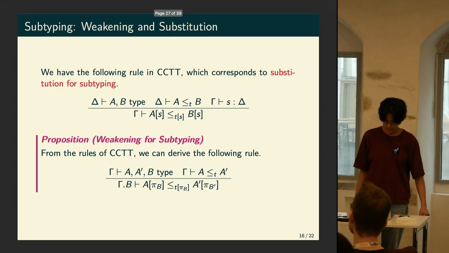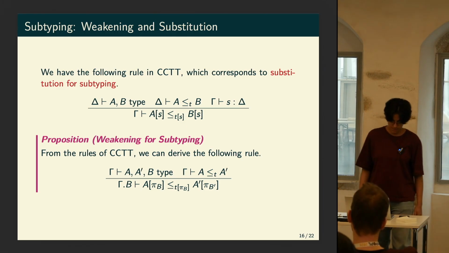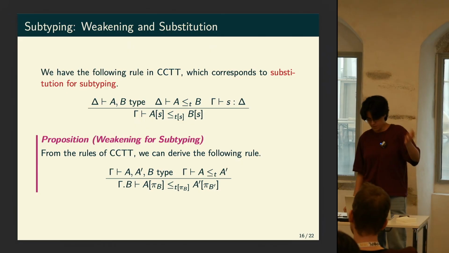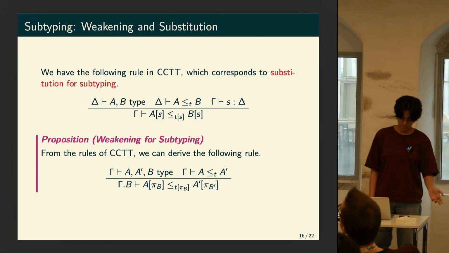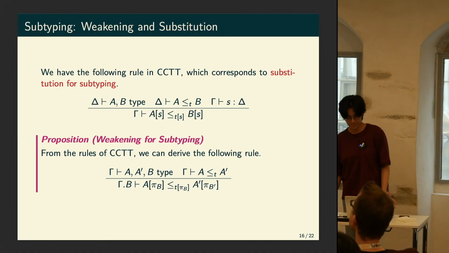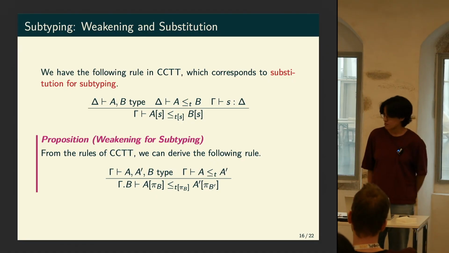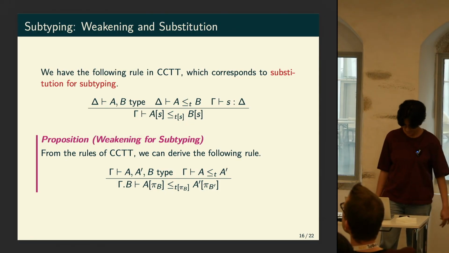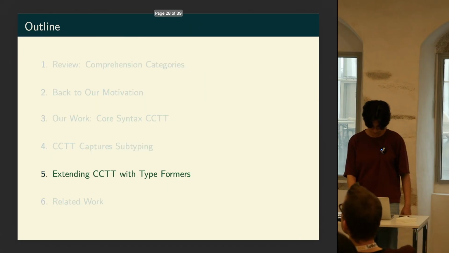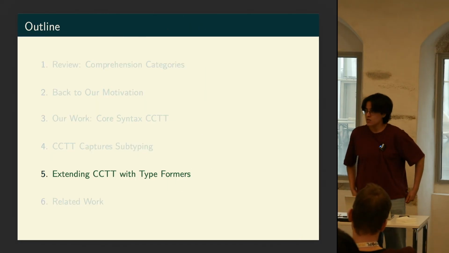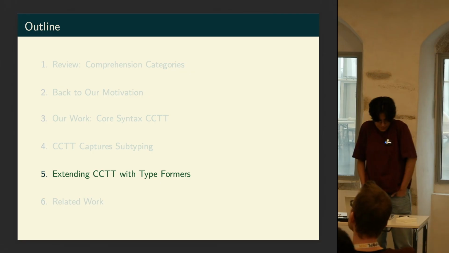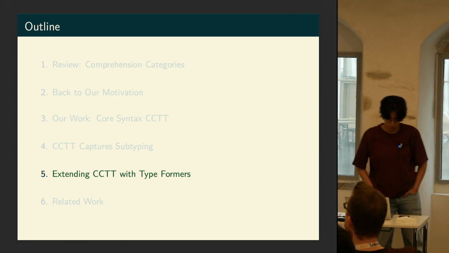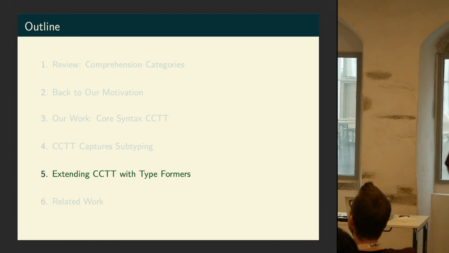So we also have substitution for subtyping, which looks like this, and also weakening. These are just what you would expect. So yes, I will not read the rules. It's just what you would expect, but we also have these. Okay. So now I will briefly tell you what we do when we want to extend the structural rules with type formers.